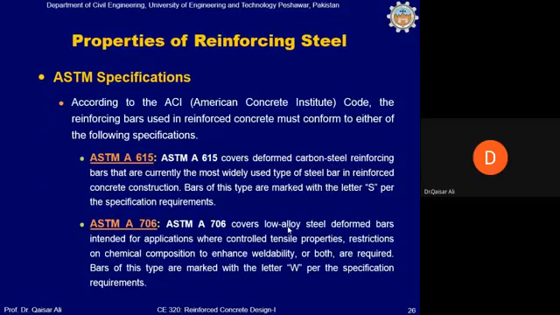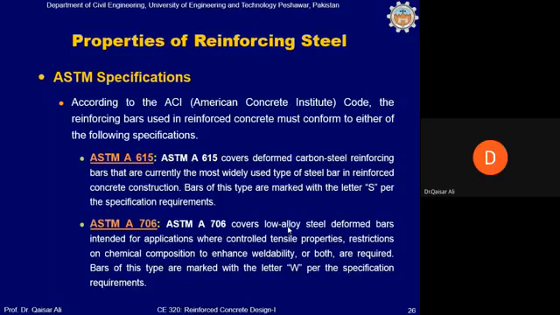Because if steel is very, very brittle, then the structures which we construct from steel will be very, very brittle, and they will collapse and break without giving any warning. So we would like the steel which we use in our construction to be ductile instead of brittle. We want good strength, but ductile. Okay, so the general steel is A615.